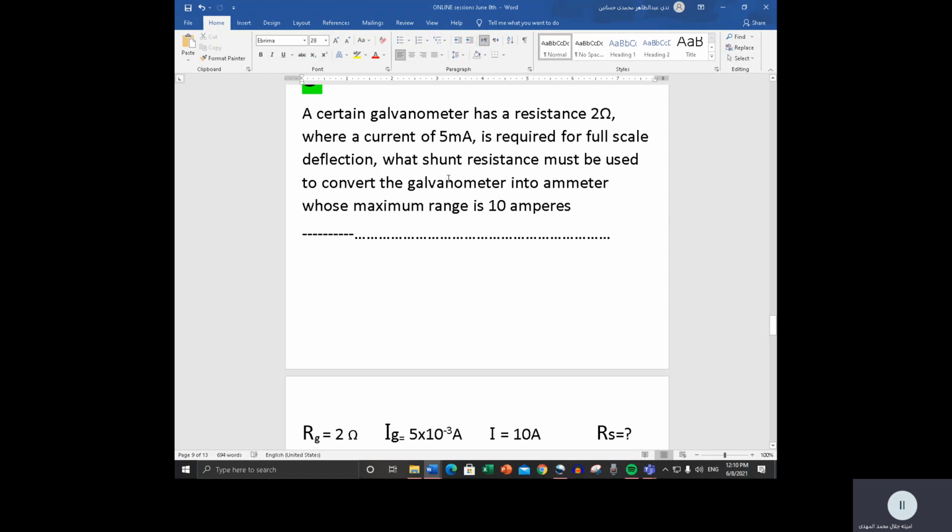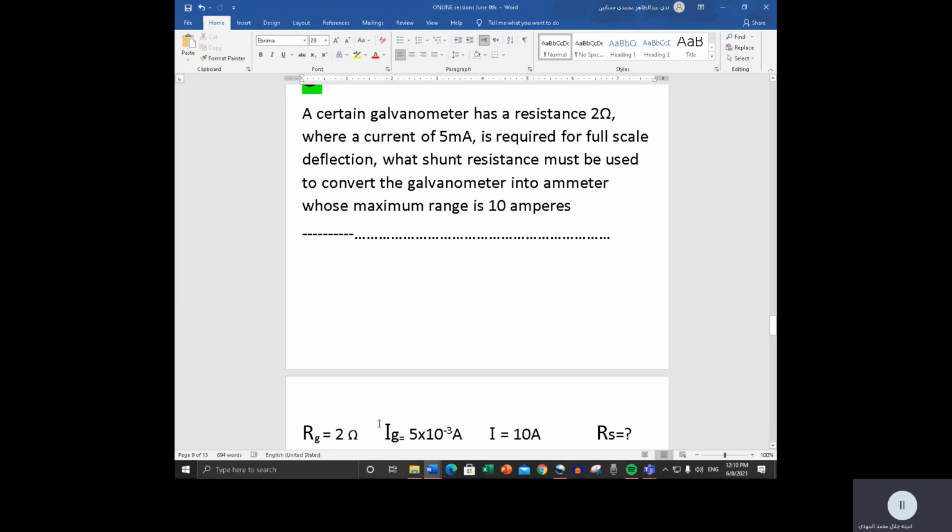Where did I get this 2 ohm? He gave it to me. He said a certain galvanometer has resistance 2 ohm. So this means that the resistance of the galvanometer, RG or R sub G, equals 2 ohm. And then he said where a current of 5 milliampere is required for full-scale deflection.